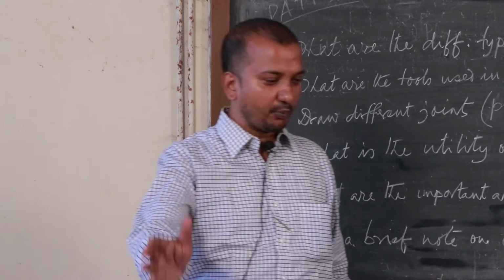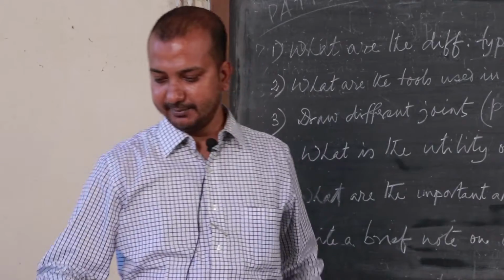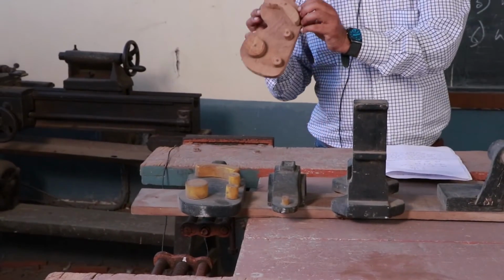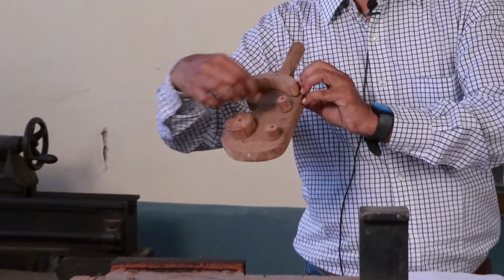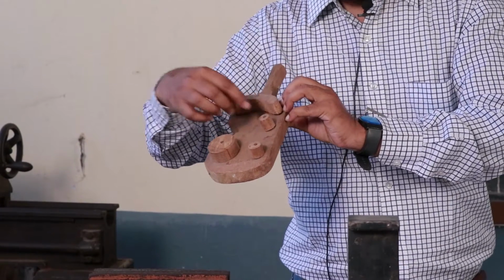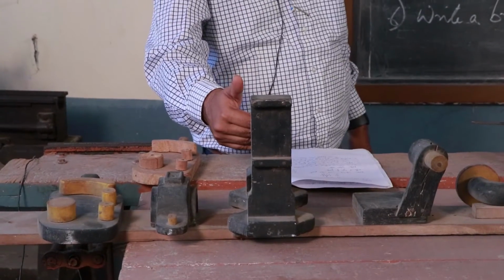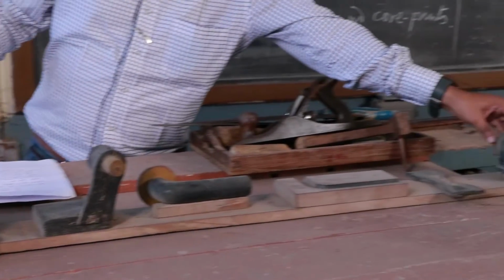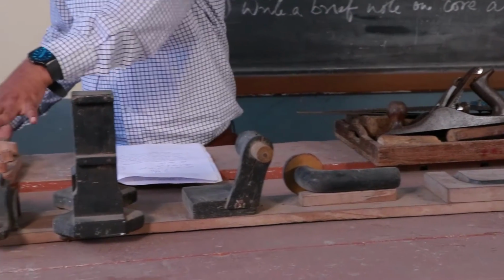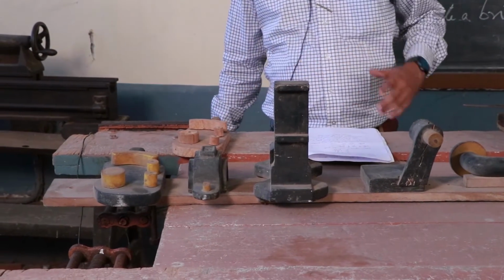So here a few patterns have been shown. Yes, this is basically your pattern for reversing gear. This is the piece, and over this piece, these are the separate pieces which have been attached here. This is your wall bracket pattern. This is your pump valve. This is for your pipe bend. So different kinds of pattern have been shown here.